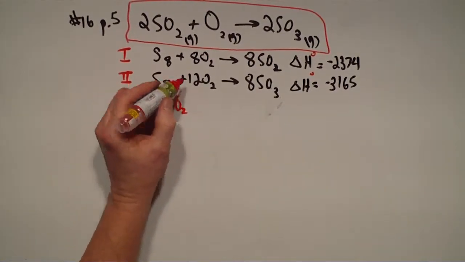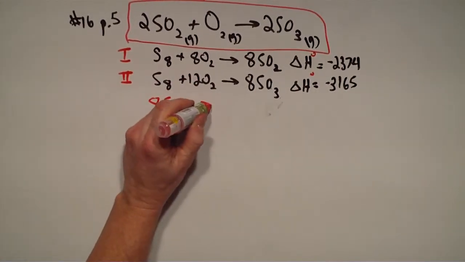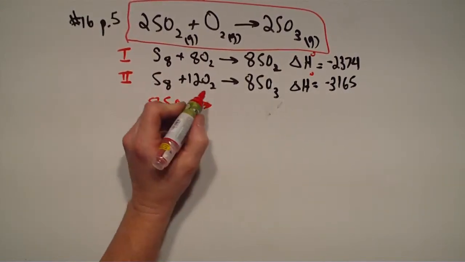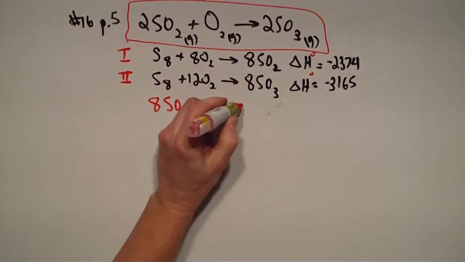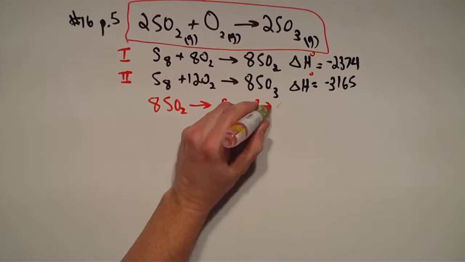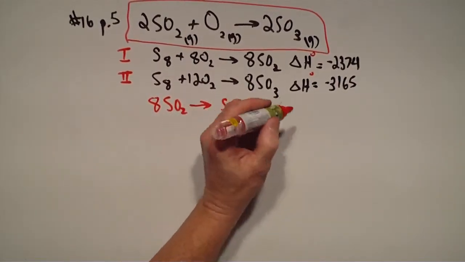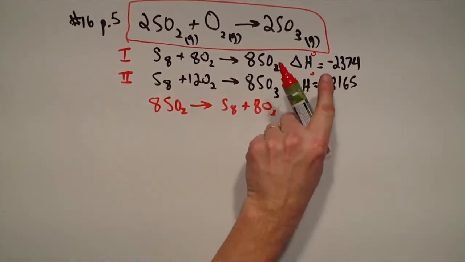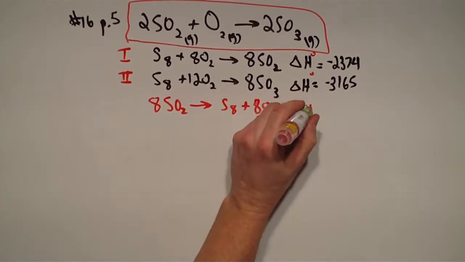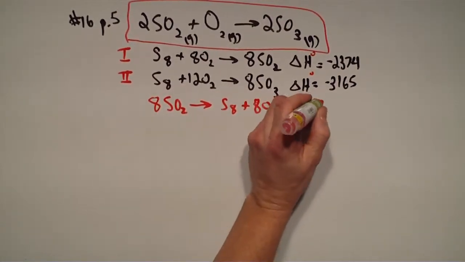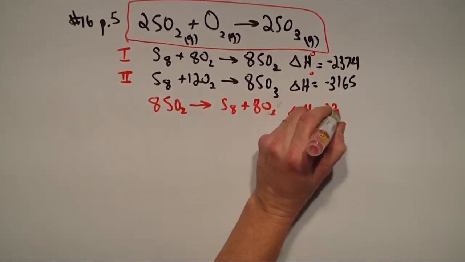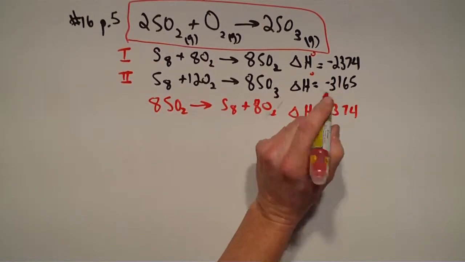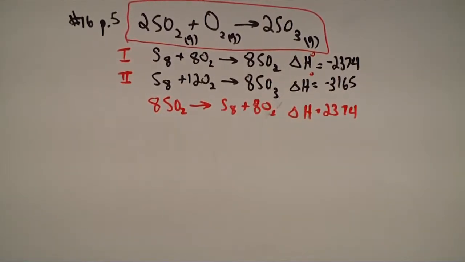SO2s, and then I'm going to say makes S8 plus 8 O2s. If I do that, I have to flip the sign on this enthalpy term, positive 2,374. Don't forget to change the sign. Okay, now I take a look at this. There's nothing else I can do.